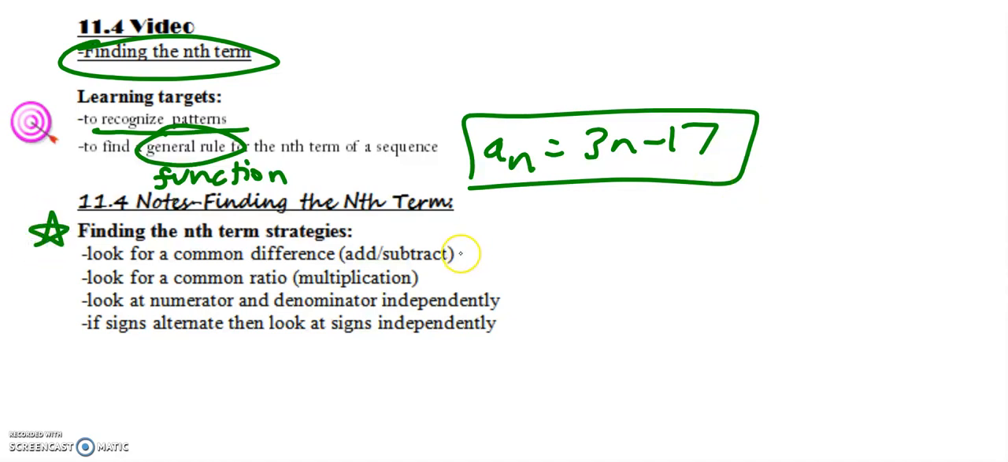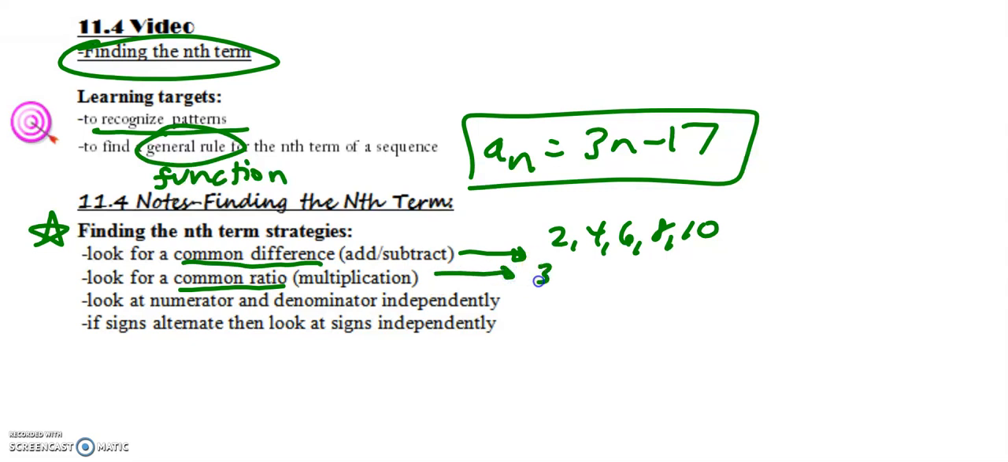One, something you've noticed already, we've looked for common differences. So for instance, my favorite pattern so far this entire unit, 2, 4, 6, 8, 10. This would be considered a common difference because we're either adding 2 or subtracting 2. You could look for a common ratio. So you could think of it as maybe 3, 6, 12.